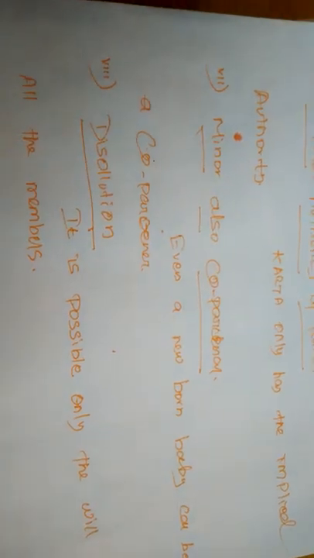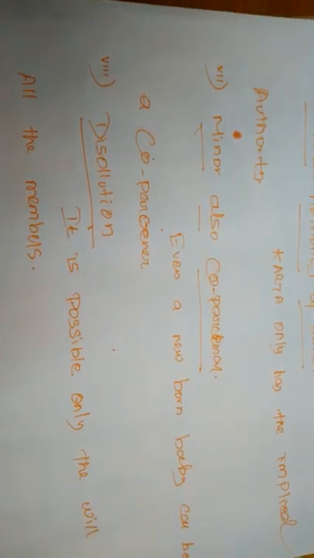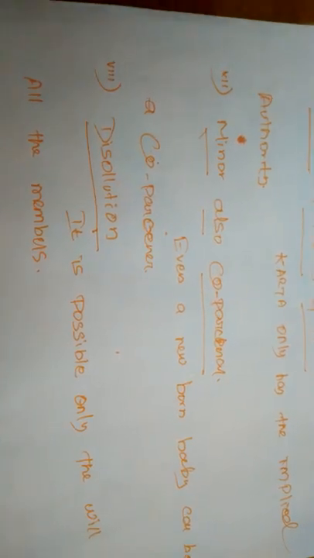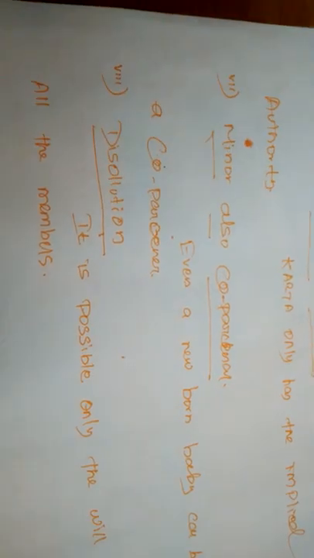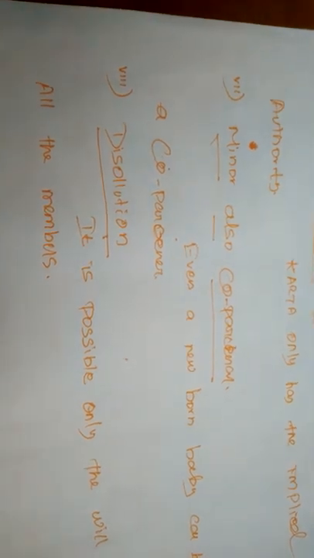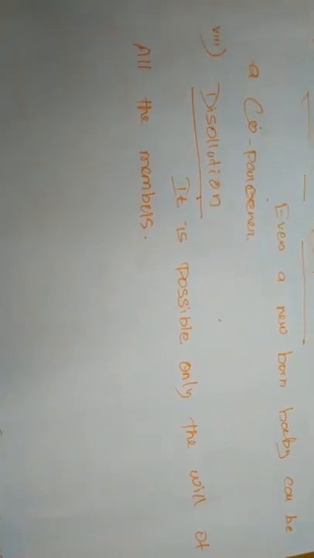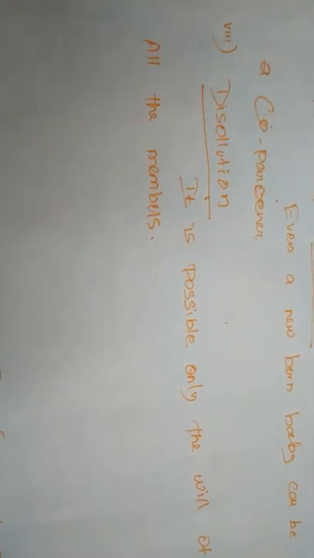Next, minor also co-partner. Even a newborn baby can become a member of the partnership, but he does not have the right to sign the agreement. Next, dissolution. It is possible only with the will of all the members. If even one member is unwilling, this organization will not come to an end.